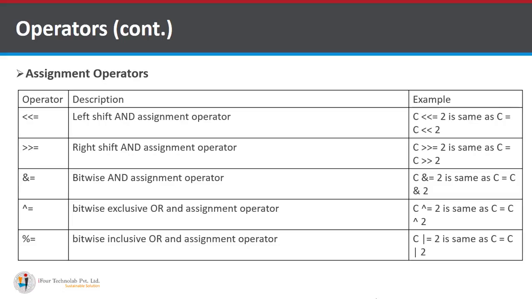Bitwise AND assignment operator: C and equal to 2 is the same as C equal to C and 2. Bitwise exclusive OR and assignment operator: C bitwise exclusive OR equal to 2 is the same as C equal to C bitwise exclusive OR 2. Bitwise inclusive OR and assignment operator: C bitwise OR equal to 2 is the same as C equal to C bitwise OR 2.